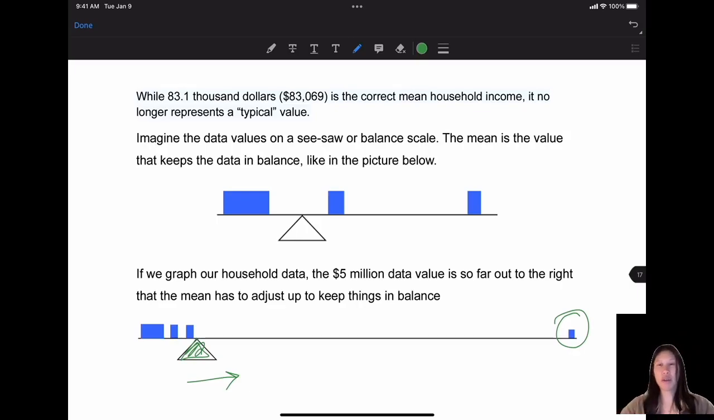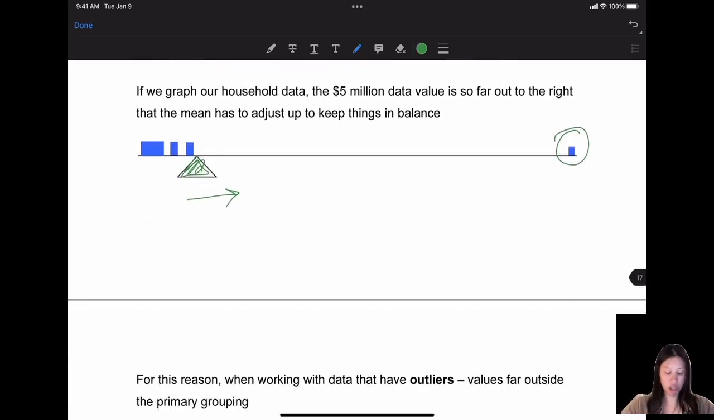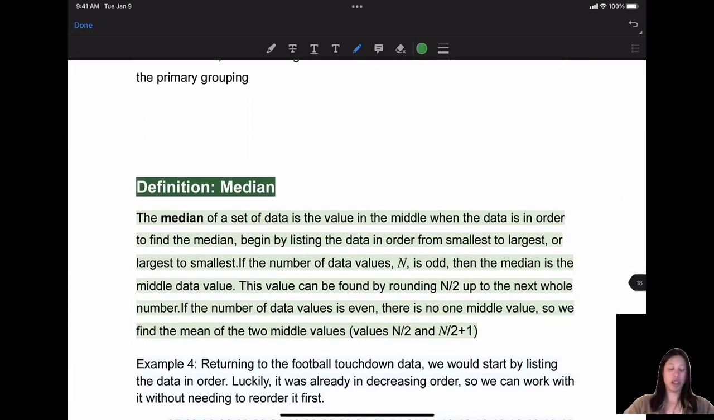So what would be a better way to represent the data if something like that happened? We will introduce a new concept. It's called median. The median of a set of data is the value in the middle. In order to find the median, begin by listing the data in order from the smallest to the largest, or the largest to the smallest. If the number of data values n is odd, then the median is the middle value. And if n is even, then you take the two middle values, add them together, and divide by 2.